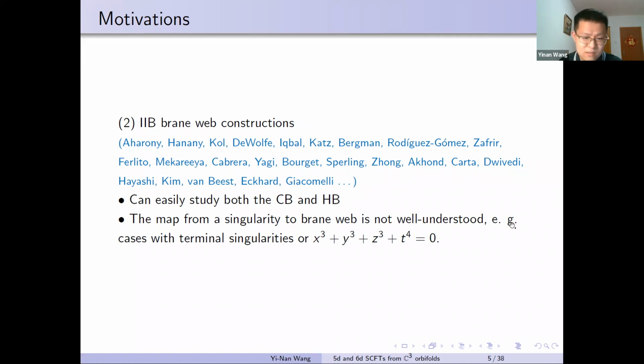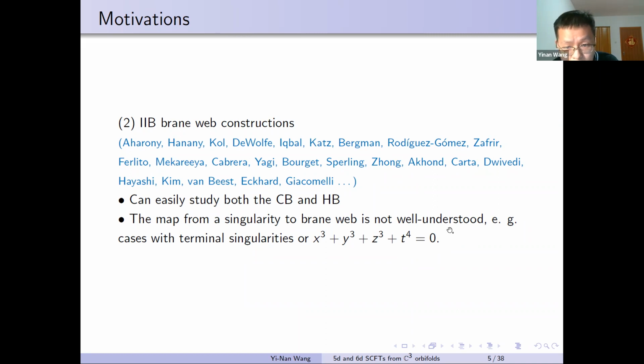For example, if you just take an arbitrary generic terminal singularity, or these exotic cases of singularity where after the resolution, you get a bunch of singular divisors. So up to my knowledge, there's still not a good way to really write down what are the brane web pictures of these singularities. Okay.